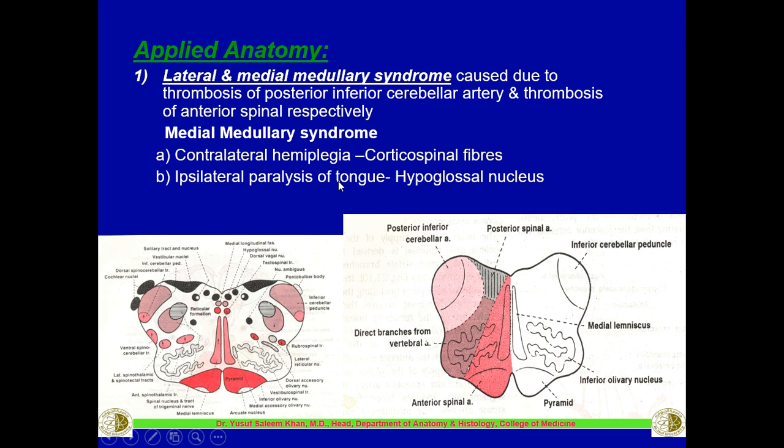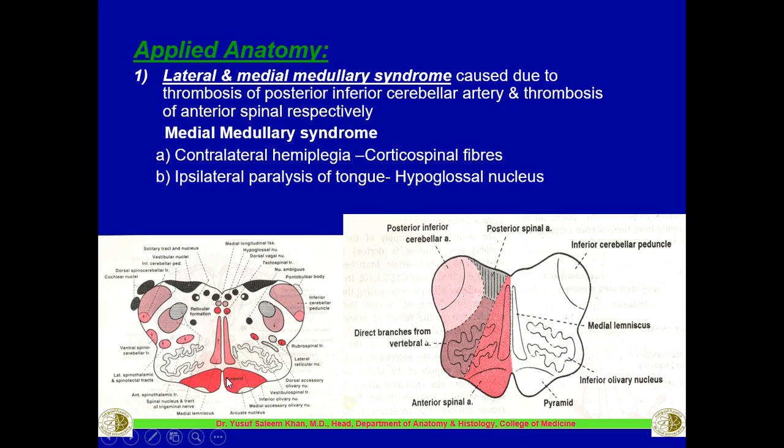Then ipsilateral paralysis of the tongue because of the hypoglossal nerve. The hypoglossal nerve will be present here deep inside. So if there is any damage to that hypoglossal nucleus, if you can appreciate, here is the hypoglossal nucleus.